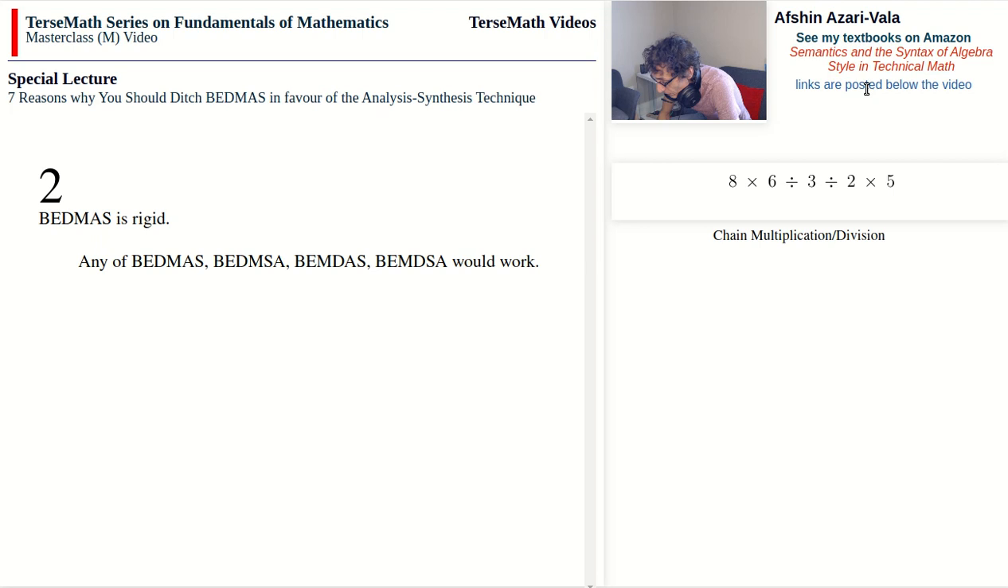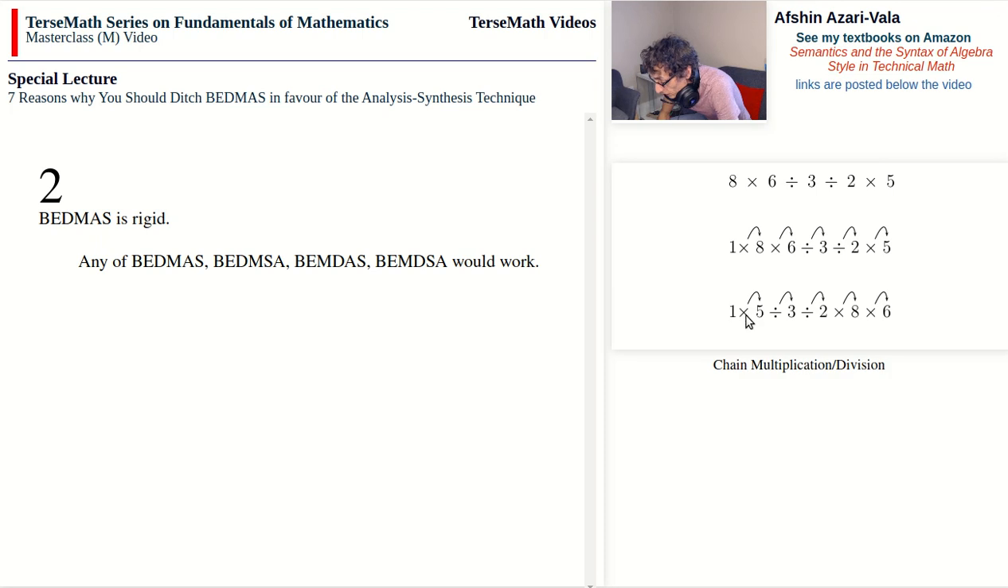Here is an example of a chain multiplication division. And again, we can see this expression as 1 times 8 times 6, divide by 3, divide by 2, times 5. And we could change the sequence if we wanted to, so long as the operation that sits before the number is carried with it. So we could write this down as 1 times 5. So with multiplication division, we always begin with either 1 times or 1 divided by. With addition subtraction, with 0 plus or 0 minus.